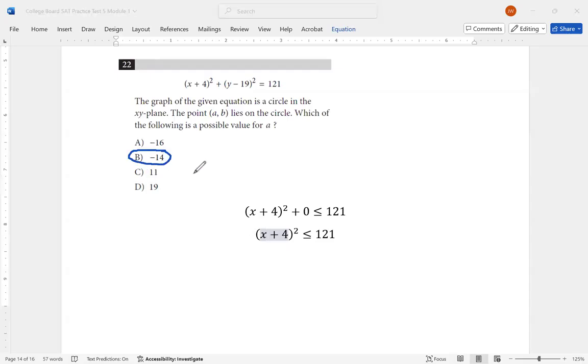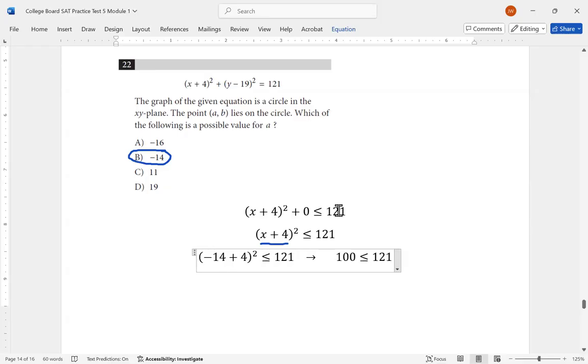It is such that when I plug in negative 14 for x, I do get something that is less than or equal to 121. In particular, I get 100 is less than or equal to 121, and that's true. When I plugged in negative 16, I got 144 less than or equal to 121, and that was not true.